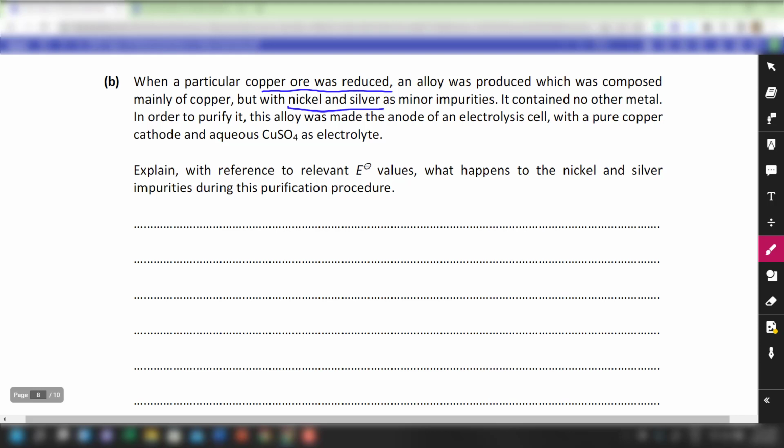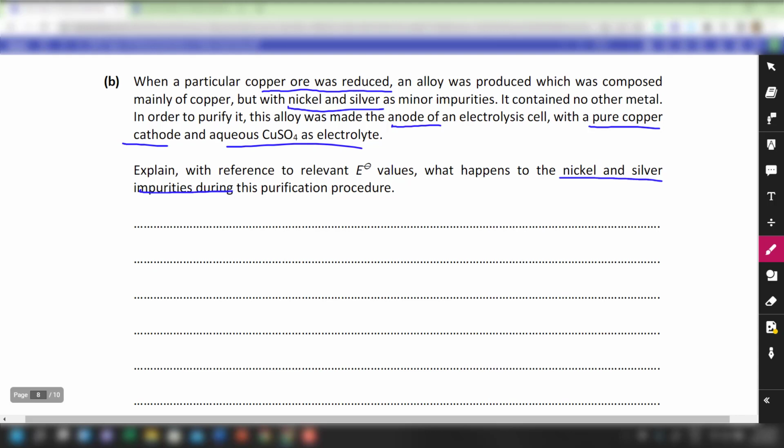In order to purify, the alloy was made the anode of an electrolysis cell. So they are quite kind to the students. They tell you that your alloy must be made the anode. So that means you are forcing an oxidation reaction there. So you have a pure copper cathode, this is obvious, and then copper sulfate as the electrolyte. With reference to relevant E0 values, explain what happens to the nickel and silver impurities during the purification process.